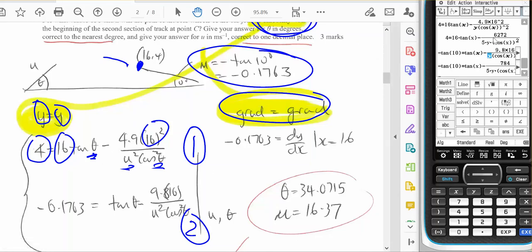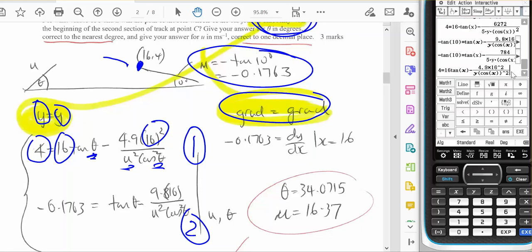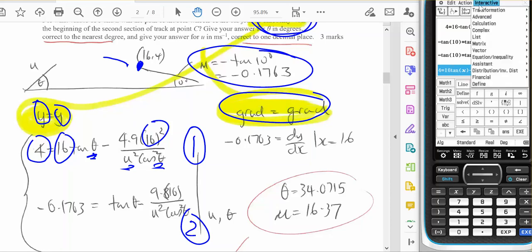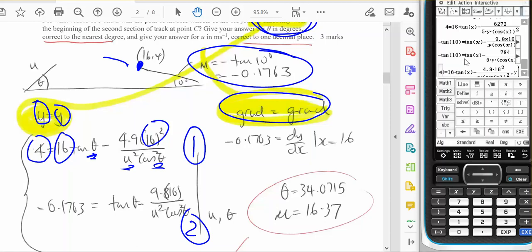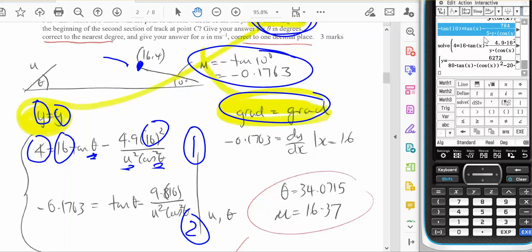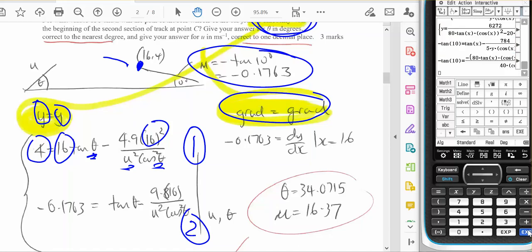What I'm going to do is take my first one and solve for y, which is really u squared. And then I'm going to take my second one and substitute out the y, which will give me an expression for the gradient equals the gradient only in terms of x.